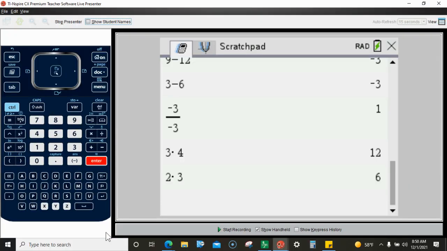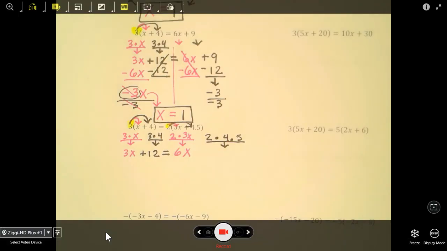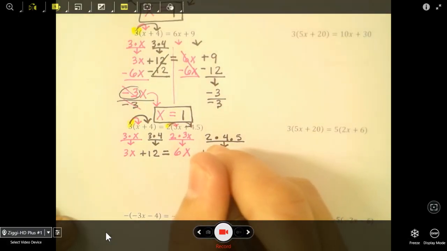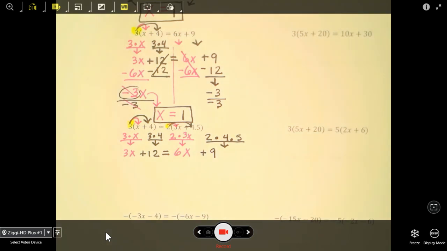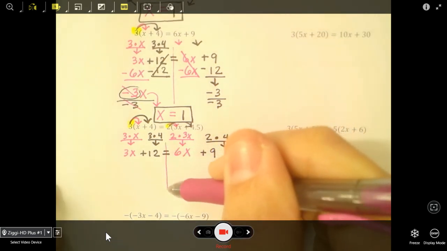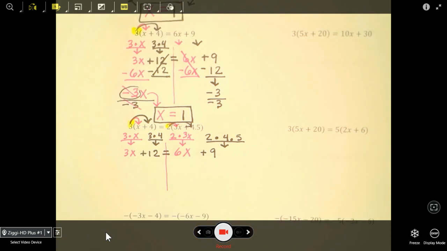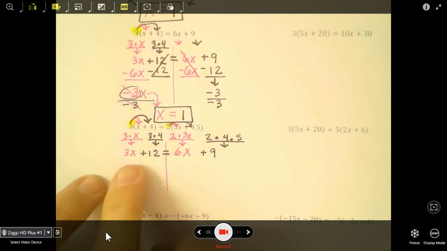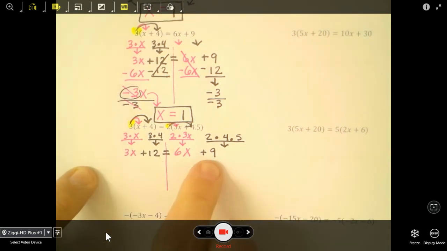So let me come back. So I have 2 times 4.5. I'm going to hit enter, and it gives me 9. So I'm going to come back, and I'm going to go ahead and write plus 9. Now, at this point, I have a regular equation, right? We can solve it from this point. I'm going to draw my line through the center of the equal sign so I can be sure to keep it balanced. And we want to move all our x's to the left and all our constants to the right.